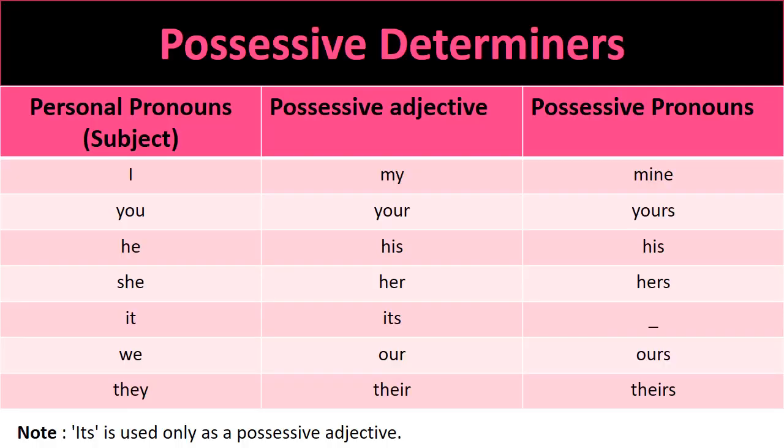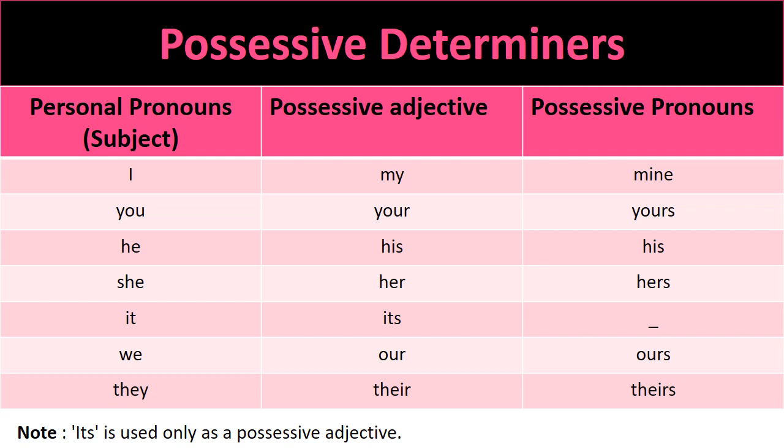Now students, here I have drawn this table to explain you possessive determiners. You can see here are 3 columns. First one is for personal pronouns which are used as subjects in the sentence. Then the possessive adjective which tells who owns the thing, and then possessive pronouns. If your subject, that is personal pronoun, is I, then the possessive determiner used for I is my and the possessive pronoun is mine. I, my, mine.